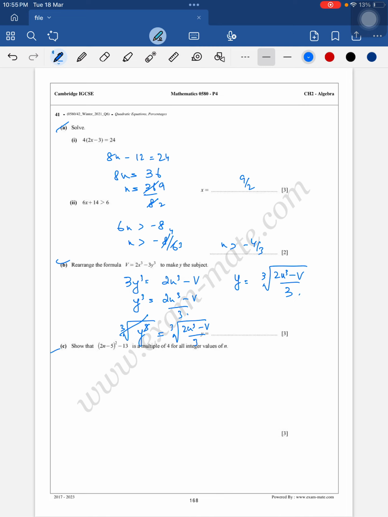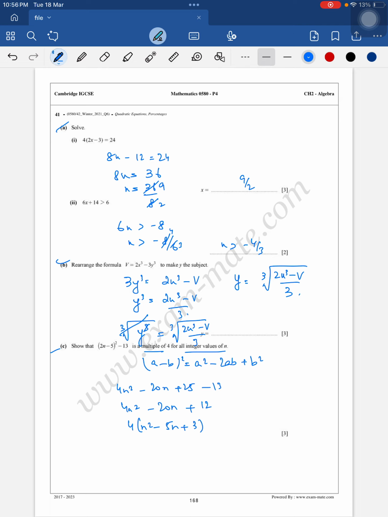Show that 2n minus 5 the whole square minus 13 is a multiple of 4 for all integer values of n. So in order to show it, I need to simplify it first, and let's see what the expanded term is. So 2n minus 5 the whole square, I can open this by the identity a minus b the whole square. So it will be 4n square minus 2 into 2 into 5, that is 20n, plus 25 minus 13. So 4n square minus 20n plus 25 minus 13 is 12. So you see in all three terms I am getting 4 as common, so I am taking 4 common. n square minus 5n plus 3.